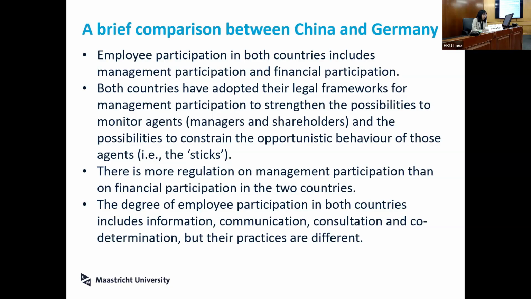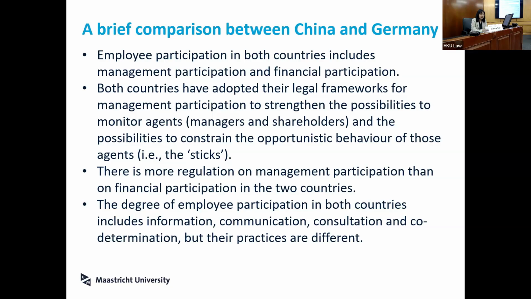And in Germany, they also have management participation and financial participation. For example, for management participation, they have the system called co-determination, in which employees can determine corporate management issues through the supervisory board.